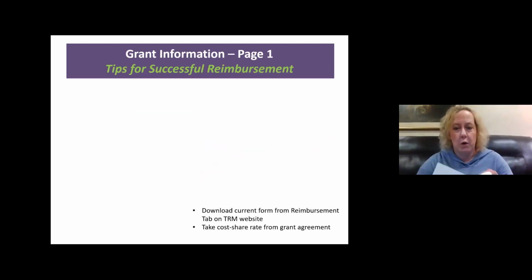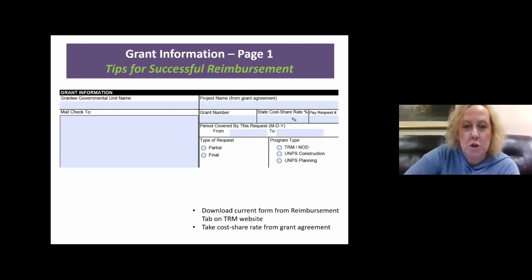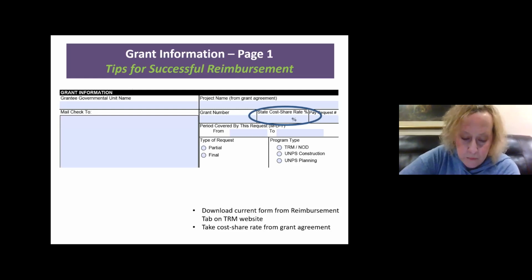So again, you want to download the most current form from the website, and make sure you get your cost share rate from your grant agreement. And when you're putting in your grant information, use information from that contact page that you supplied with your signed grant award, again, to make sure that mail check to especially is consistent with that information that you provided previously.